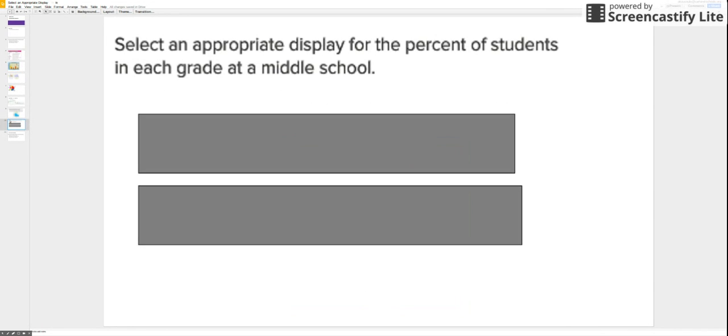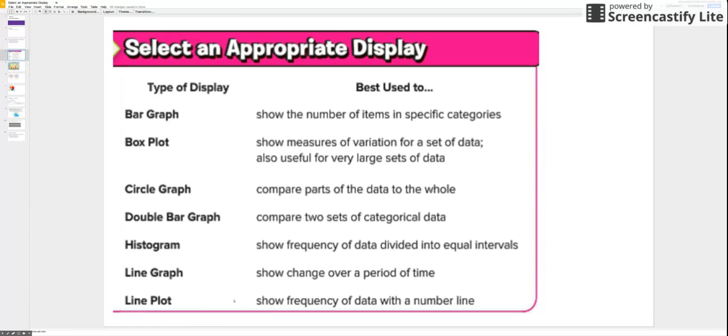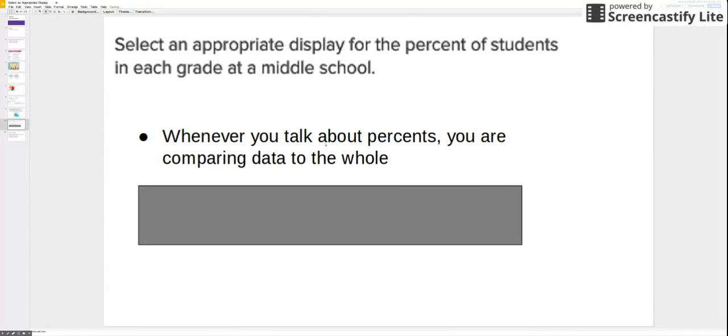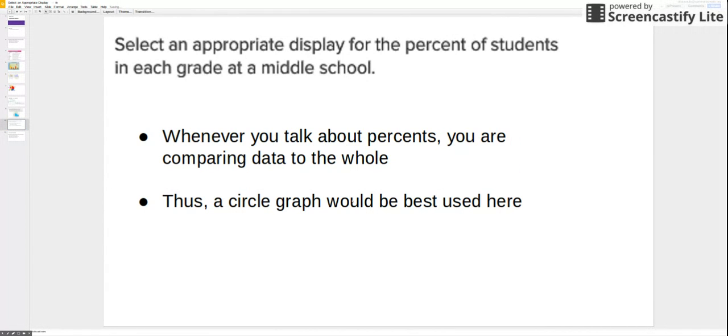Select an appropriate display for the percent of students in each grade at a middle school. So we're talking about percent here, right? So we're comparing part to whole, comparing parts of the data to the whole. So for this, I would probably choose the circle graph.